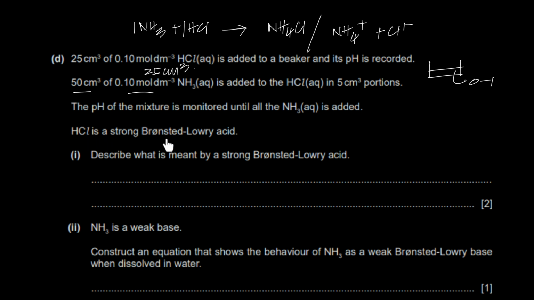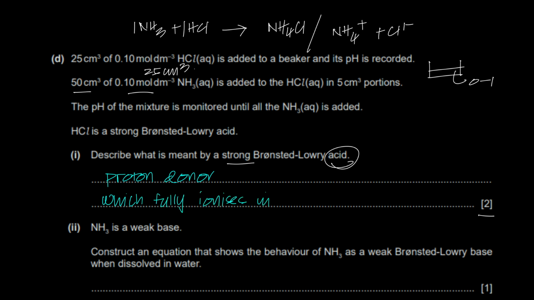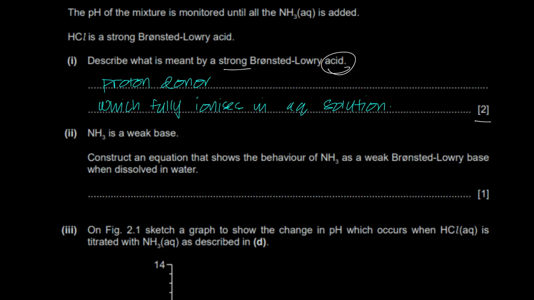Now saying HCl is a strong Bronsted-Lowry acid. What is meant by Bronsted-Lowry acid? Again, whenever I see such questions, they are 2 mark questions. Why? Because first you need to explain acid to the examiner, and then you also have to explain what strong means. So acid is a proton donor, and strong means what? Which fully ionizes in aqueous solution. That's what strong means, no? Or fully dissociates in an aqueous solution.